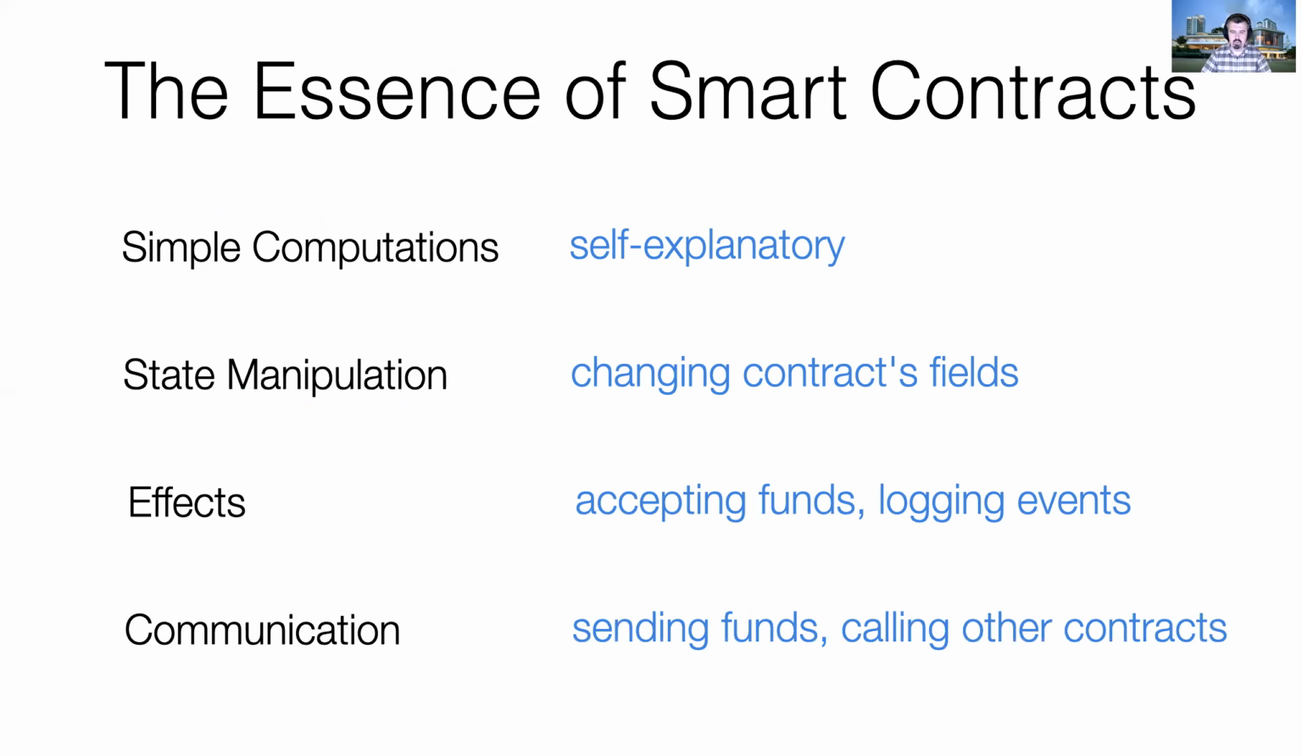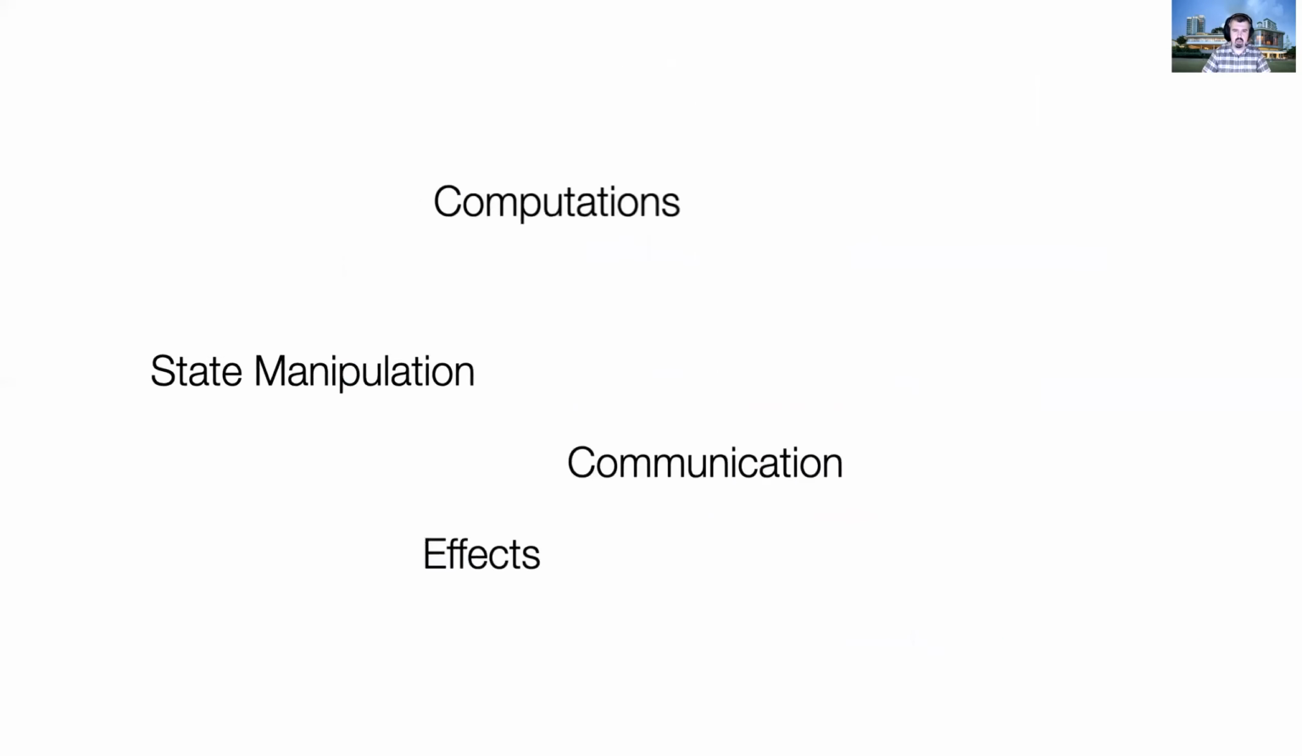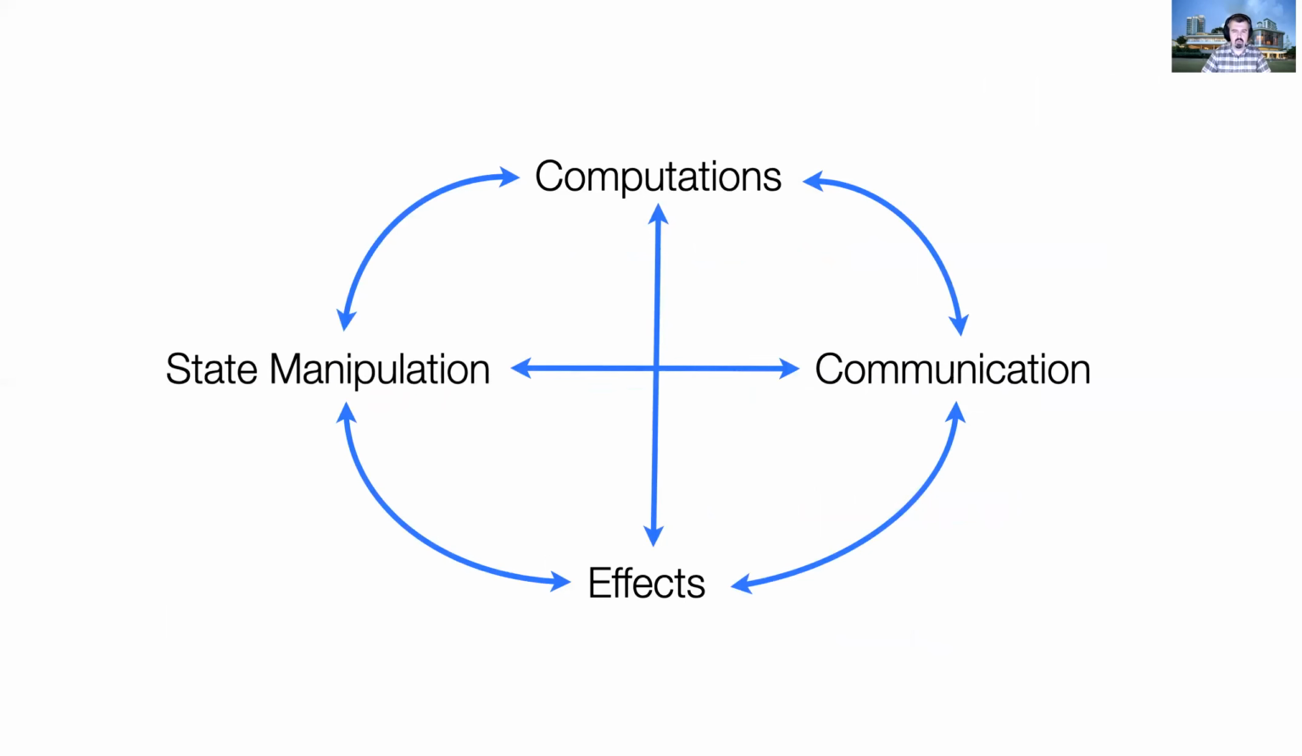And finally, the contracts communicate with each other. The interesting thing is that something like Ethereum or the EVM already allows you to do all of that. But all these four things are sort of intertwined. So if you want to think about the arithmetic computations of the smart contract, it's actually very difficult to do that in detachment of all other aspects, such as state manipulations or sending money or communicating with other contracts.